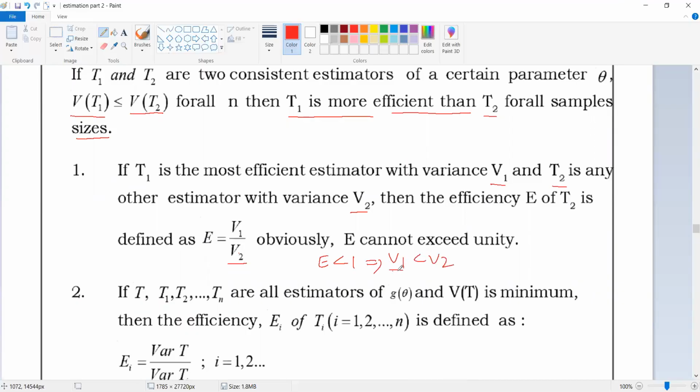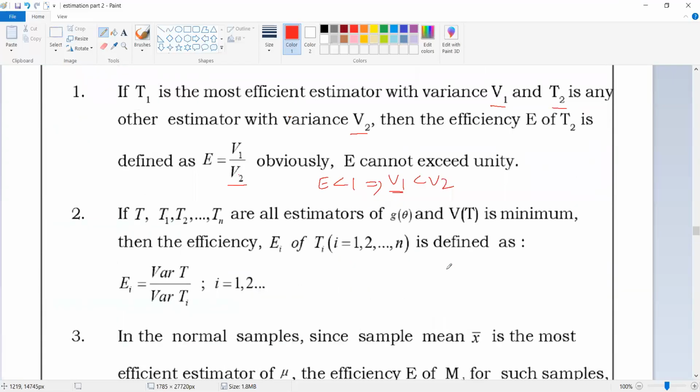So we can say that V1 is the variance of T1, V2 is the variance of T2. So T1 is the most efficient estimator. Suppose several estimators are there. T is the main estimator, and T1, T2, ..., Tn are sub-estimators, all estimators of g of theta. Using these, we can estimate g of theta. All are consistent estimators, and all may be unbiased estimators, but need not be unbiased. But all estimators must be consistent estimators.